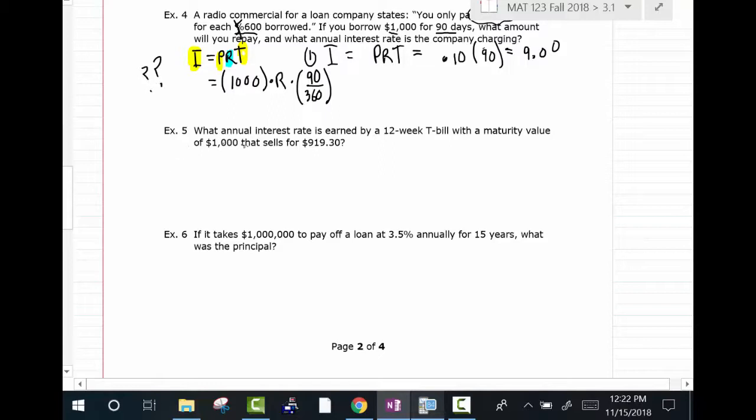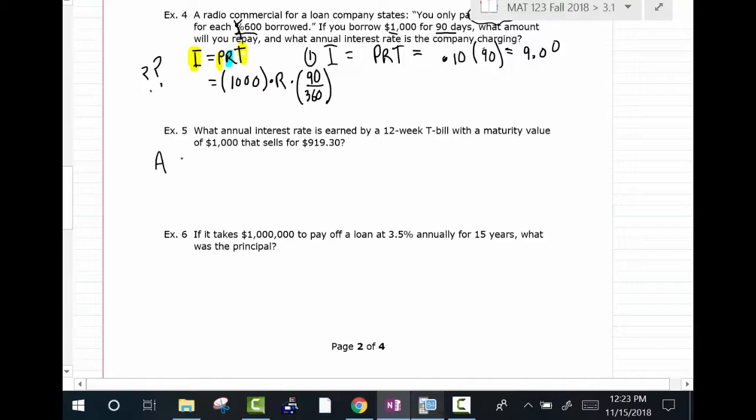All right, so let's see. This says, what annual interest rate is earned by a 12-week Treasury bill, a T-bill, that has a maturity value of $1,000 and sells for $919.30? Now, there are two formulas you want to use on this. When you start doing the amount, I think that's what I'm missing on example 4. I'm pretty sure of that.